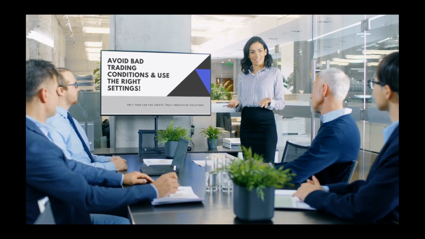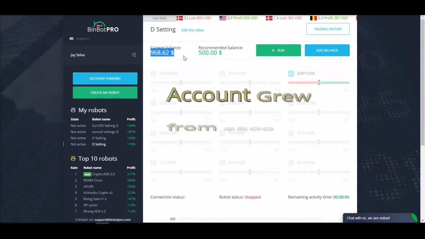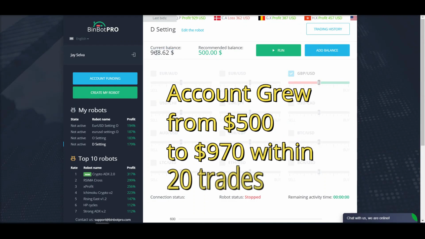So watch the entire video to find out how I follow a few simple steps to look for a good time to turn on the robot and ultimately increase my success rate as well as consistency.